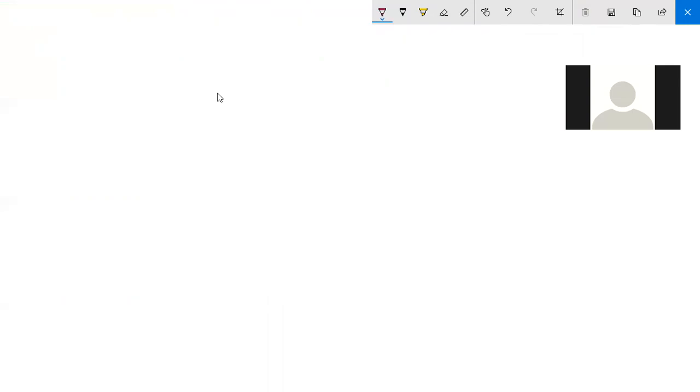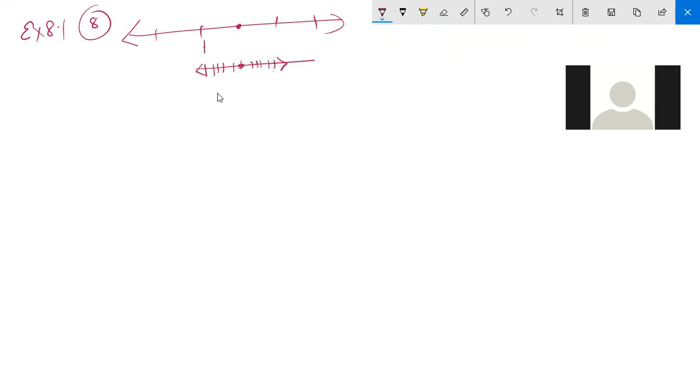And if each of the values is decreased by 5. Exercise 8.1, 8th sum. What we said: standard deviation is how much the data is spread. Whether the values deviate by a small amount or a large amount, that is only standard deviation. How much is it deviating?